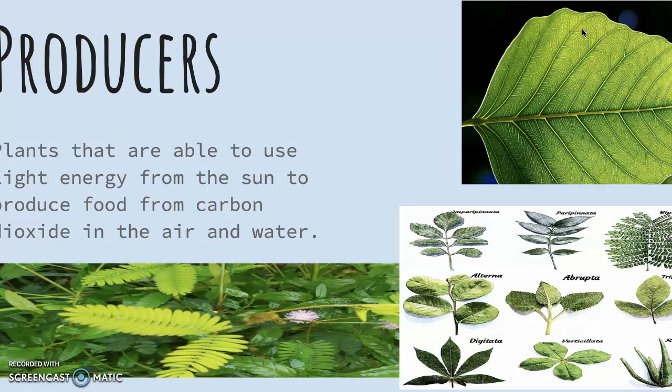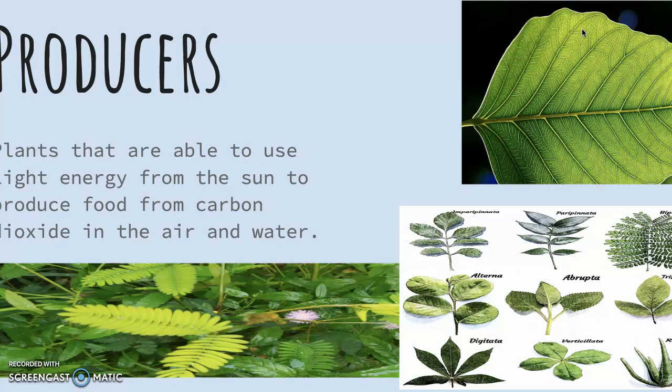Producers are plants that are able to use light energy from the sun to produce food from carbon dioxide in the air and water. So plants are living things. They need food, water, and air just like we do. And they make their own food. That's their difference. So any of the plants would be considered producers.